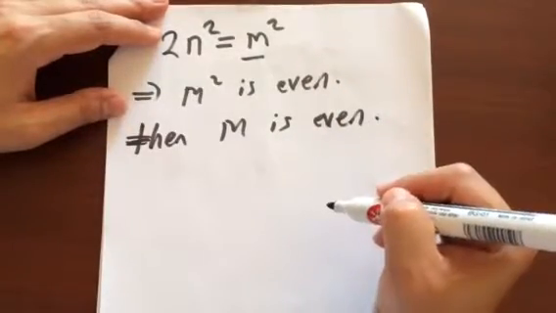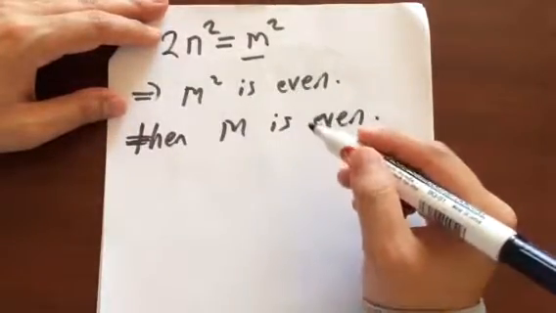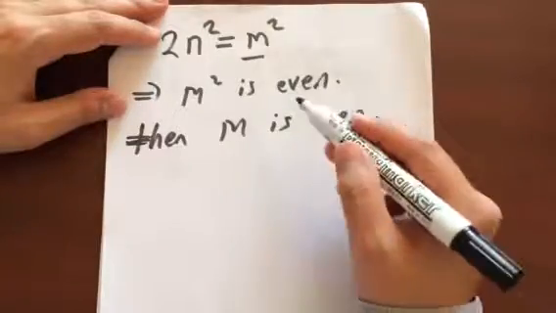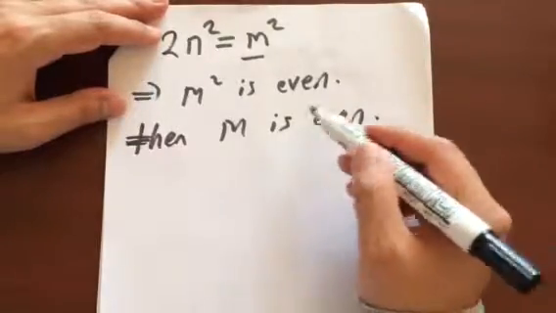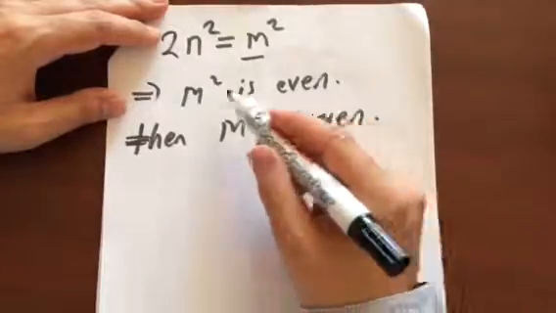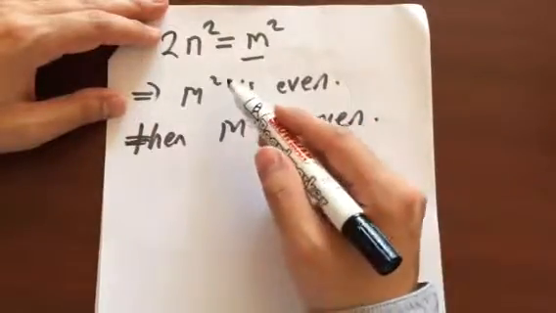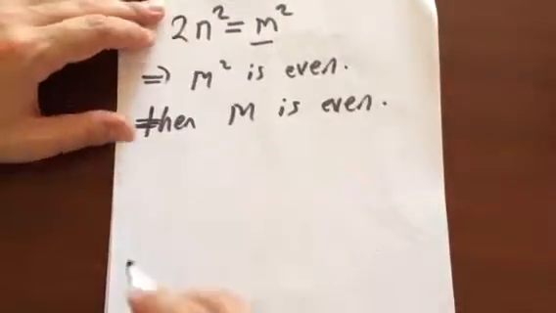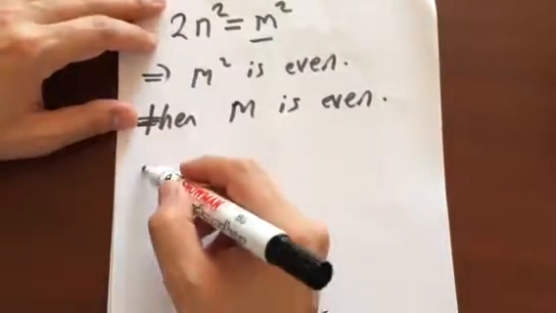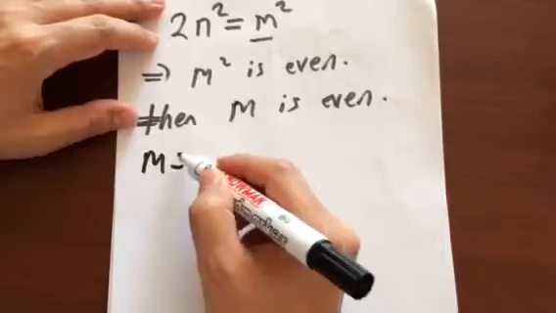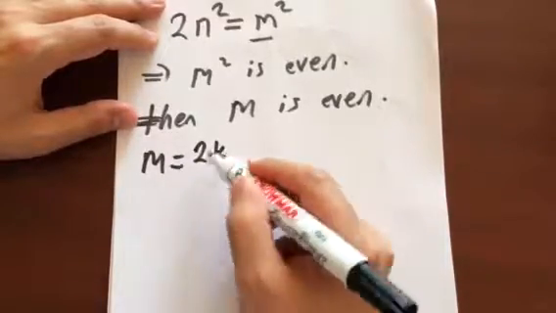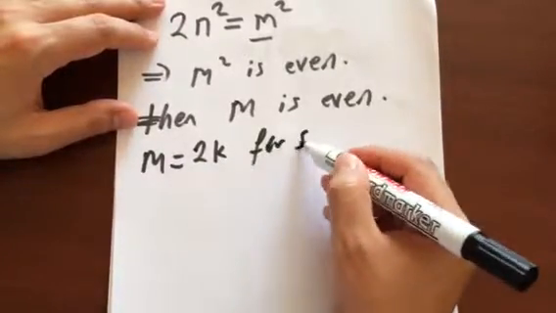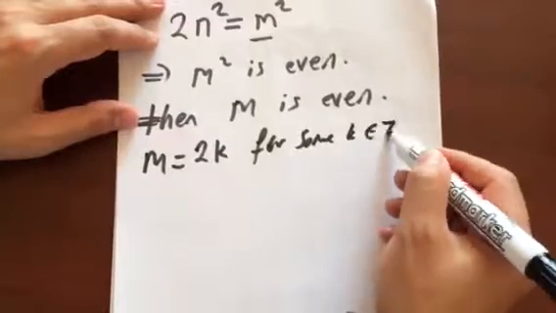We have proved the contrapositive of that statement: if m is odd, then m squared is odd. So this is the contrapositive of that. If m squared is even, then m has to be even. And now if m is even, then m is a multiple of some integer.